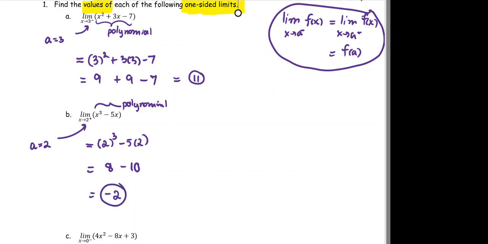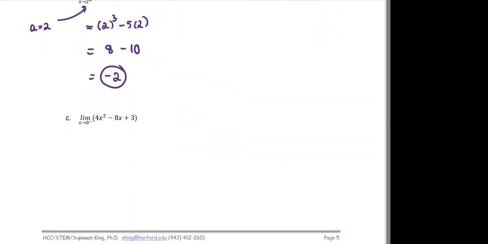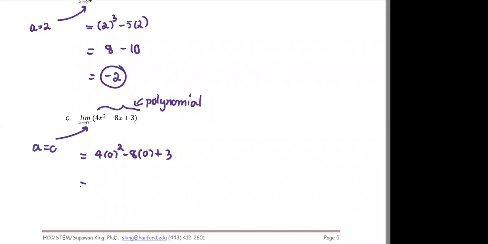All right, and then the last one, 4x squared minus 8x plus 3. The a value equals 0. Again, this is another polynomial function. So we replace the x with the 0. 4 times 0 squared minus 8 times 0, and then plus 3. 0 times anything, you get 0. The answer is 3. All right, to compute, this is how we can handle it.